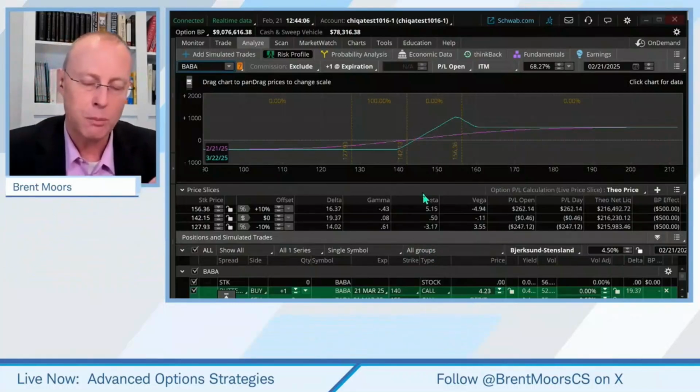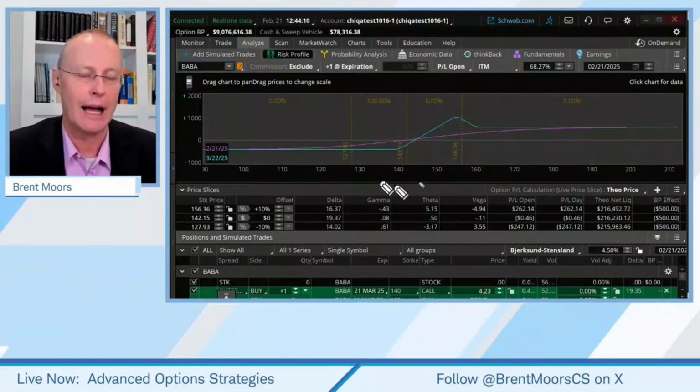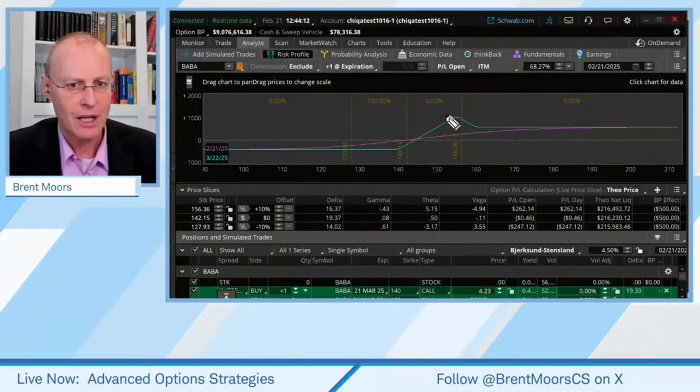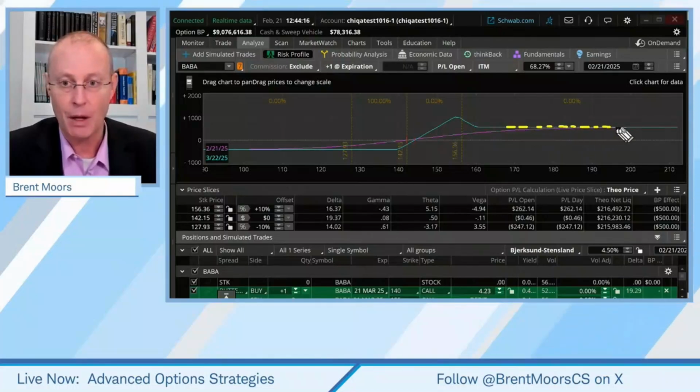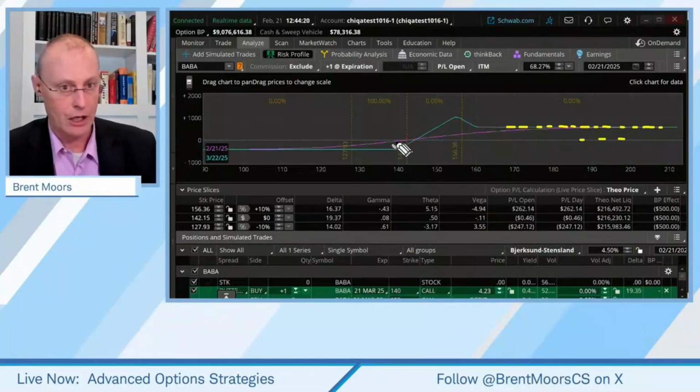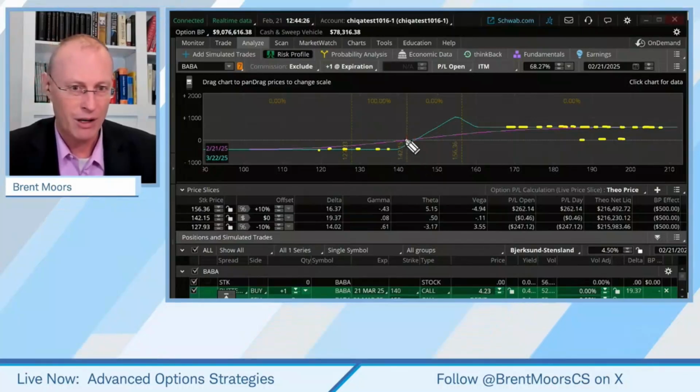What the risk profile tool does is help you to visualize, well, what happens if the stock goes up? Look, if it goes up, it doesn't matter how much it goes up. I'm in good shape here. I'm above my break-even line. If it goes down, that's not such a great situation. Where are we currently at? We're currently at a losing situation right here.